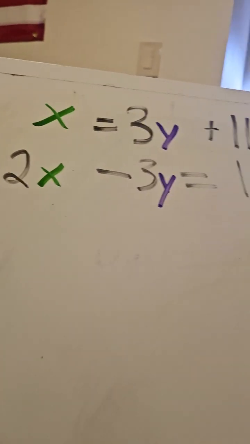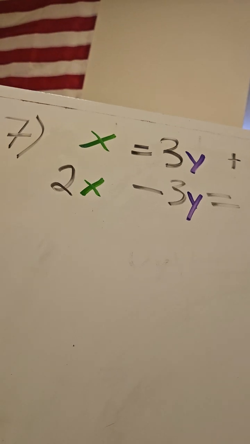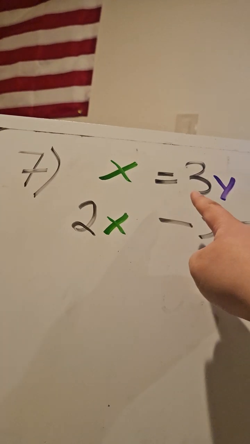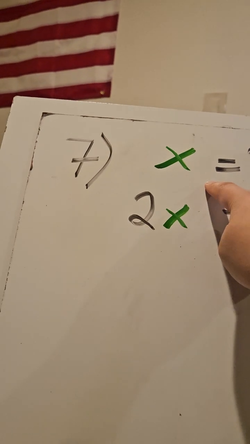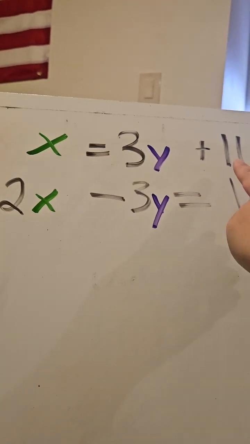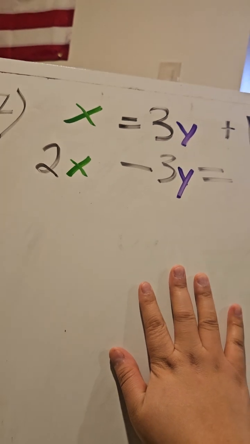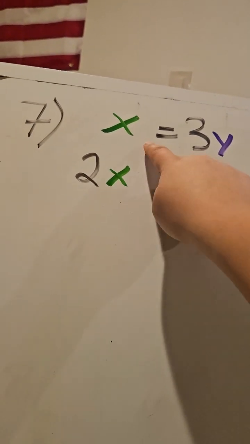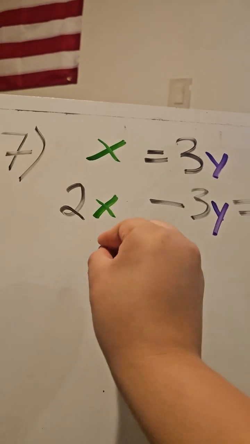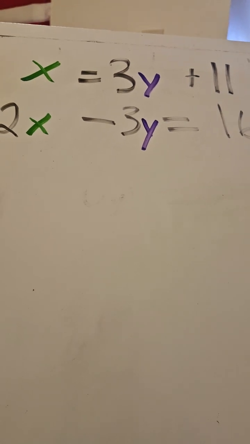Okay, for this one, I wrote number 7, and as we can see, they're written out differently. For this first one, it already gives you what x is. So this would be really easy for us to do a complete substitution because we already figured out what x is, so we could just plug this whole thing in for that. But since it's elimination, we have to find a way to eliminate.